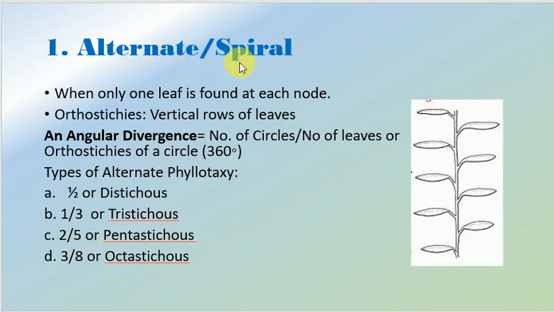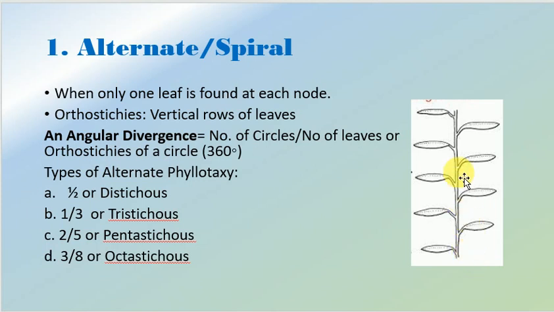What is the alternate phyllotaxy? The alternate phyllotaxy is also known as the spiral phyllotaxy, in that the leaves are arranged alternate to each other as seen in this image, and from one node only one leaf arises. So if the arrangement is alternate and one node is giving rise to only one leaf, then that kind of arrangement is known as the alternate phyllotaxy.